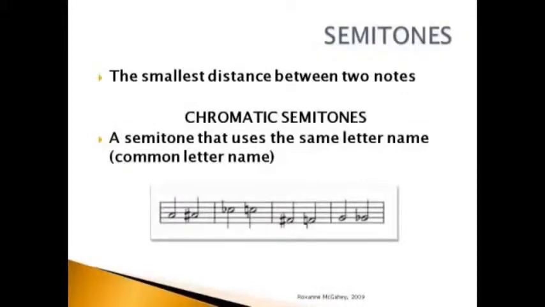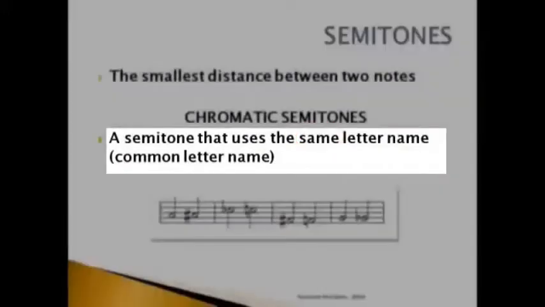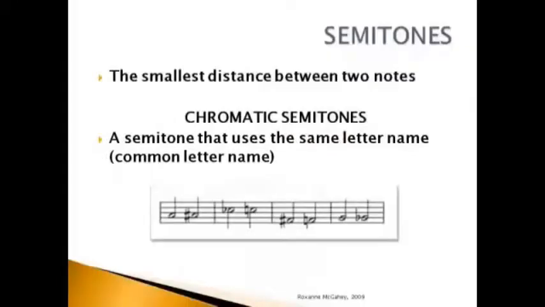When we're talking about semitones, there are different types of semitones. The first semitones that we're going to look at are called chromatic semitones. A chromatic semitone is a semitone that has the same letter name or a common letter name. It's easier to remember chromatic semitones if you remember that chromatic and common both start with the letter C.